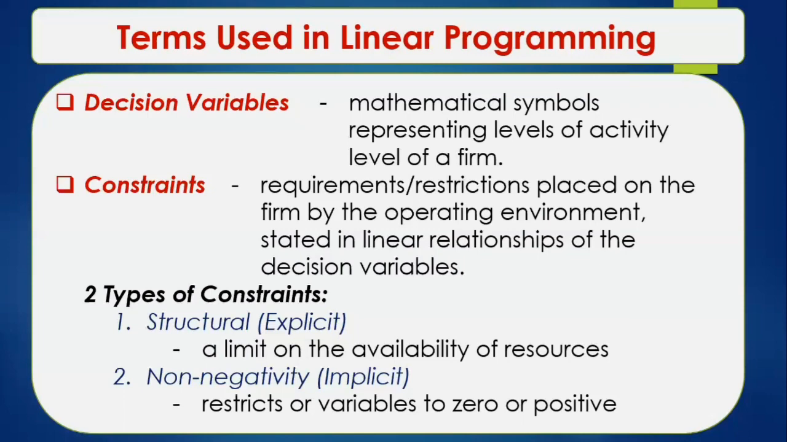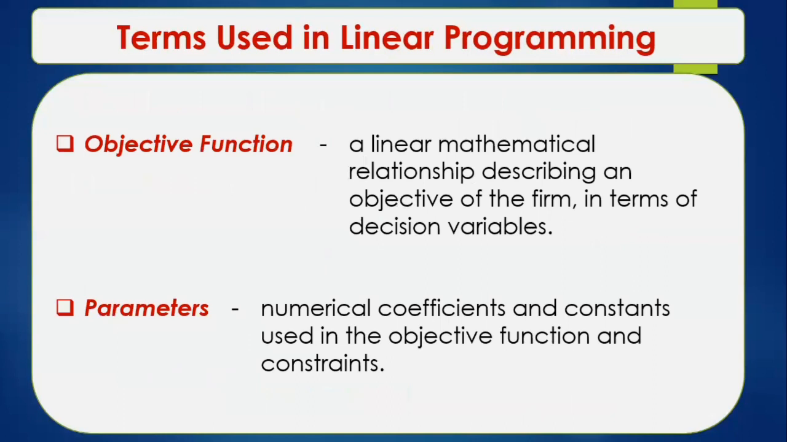And when we say non-negativity, it restricts the variables to 0 or positive. So for non-negativity, the numbers or the quantities should not be in negative form. It can either be equal to 0 or higher than 0. But we will discuss this further in order for us to better understand what structural and non-negativity constraints really are. Another term that we normally use in linear programming is the objective function.